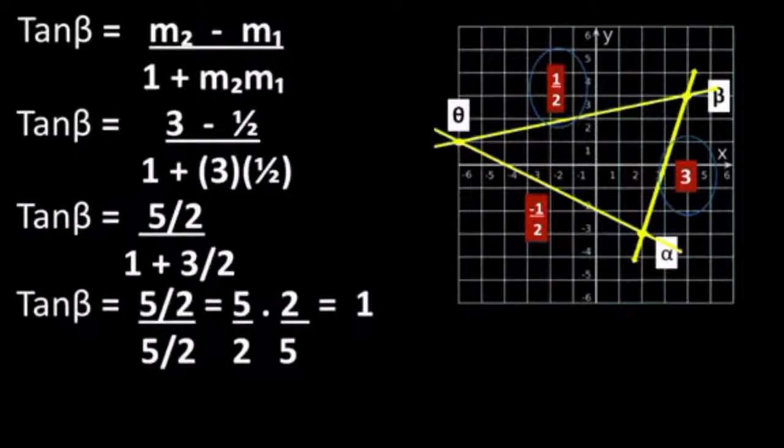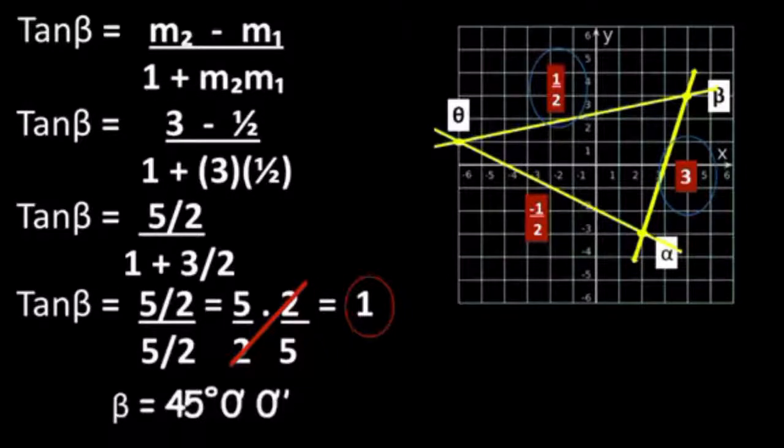We would get the reciprocal of the denominator and multiply it to the numerator. So we will get 5 over 2 times 2 over 5. We would cancel out the 2's and we would get 5 over 5, or simply 1. We will now use our calculators: press shift, tangent, and the slope, which is 1. We would get 45 degrees, 0 seconds, and 0 milliseconds.